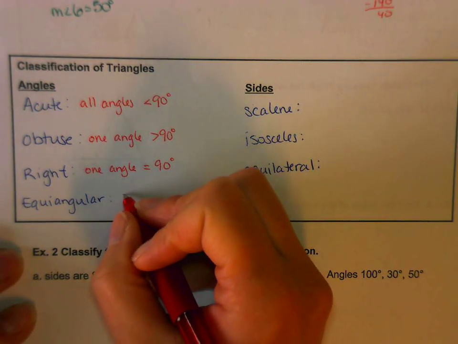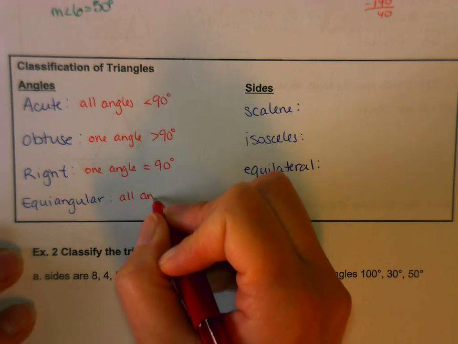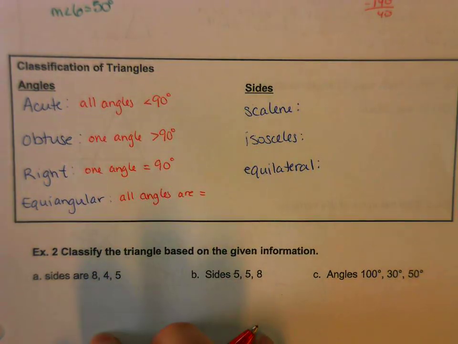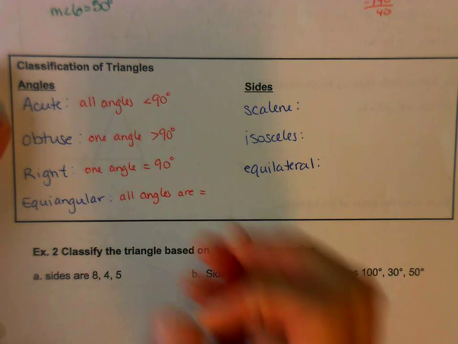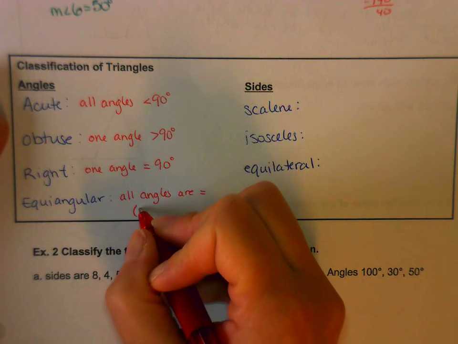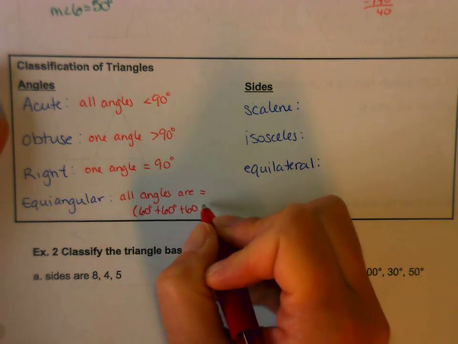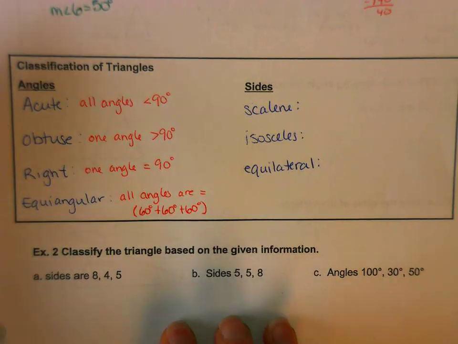And equiangular means that all angles are equal. And if all angles are equal, we know in a triangle they all have to add together to be 180. So if they all are the same, that means all angles will have to be 60 degrees. Because 60 plus 60 plus 60 gets us 180. There's no other way we can get that.